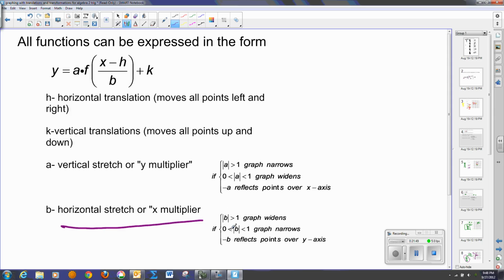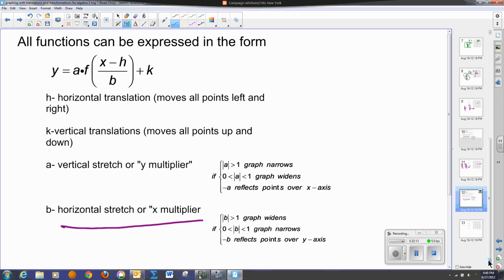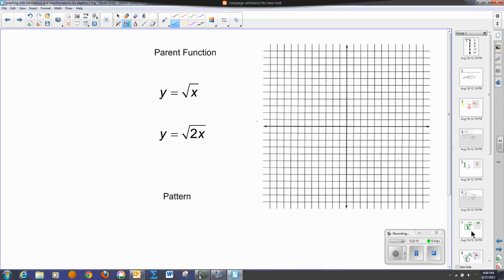All right, and when b is greater than 1 in absolute value, the graph's going to get wider. And when b is in between 0 and 1, the graph's going to narrow up. It's going to squeeze together, if you will. And then if b is negative, we're reflecting over the y-axis, which would make sense since you're multiplying the x's. X is going from positive to negative. Flip over the y-axis. All right, so now let's look at one more graph, or set of graphs.